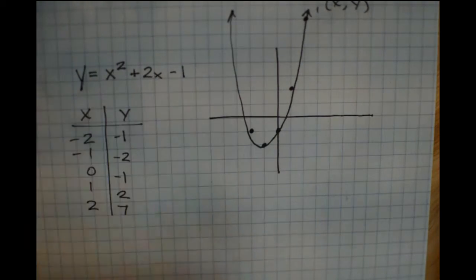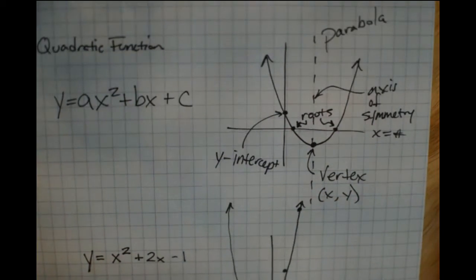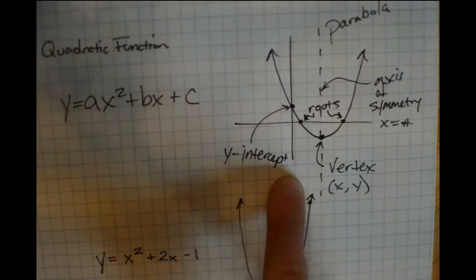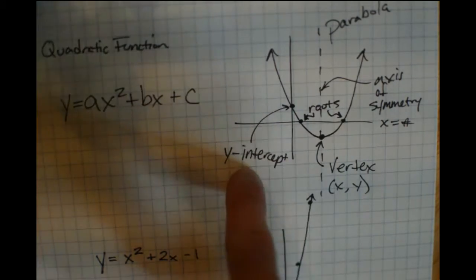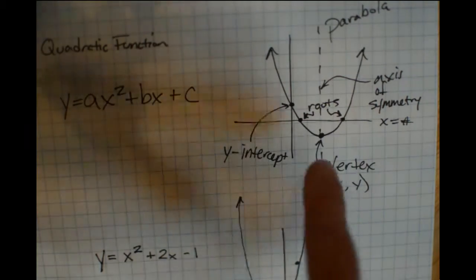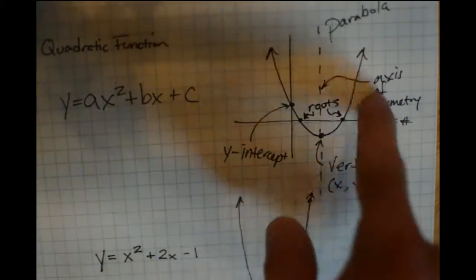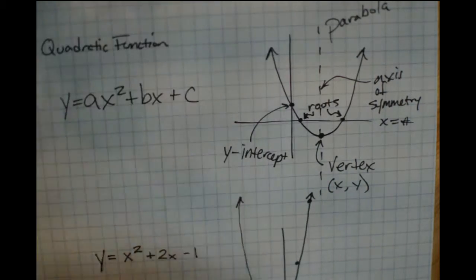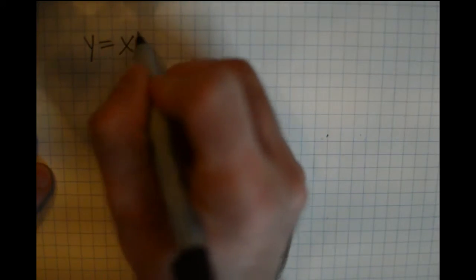So I want to take a look at a different way to graph a quadratic function using some of these important parts. In the last video, we were learning about the different parts of a parabola, like the vertex, the y-intercept, the roots, the axis of symmetry. And the way I want to learn to graph these is by finding some of these important parts on the graph. So I want to take a look at that same function that we were just graphing before, y equals x squared plus 2x minus 1.